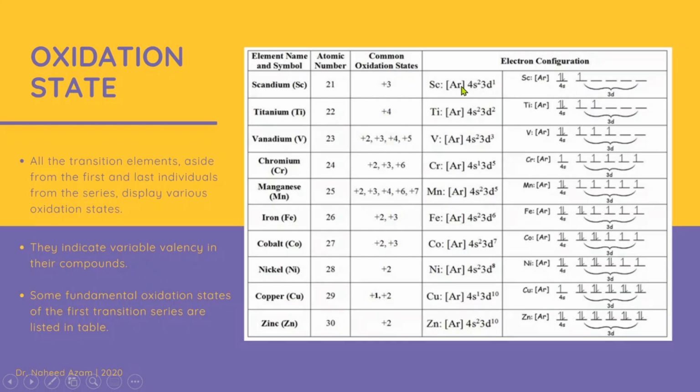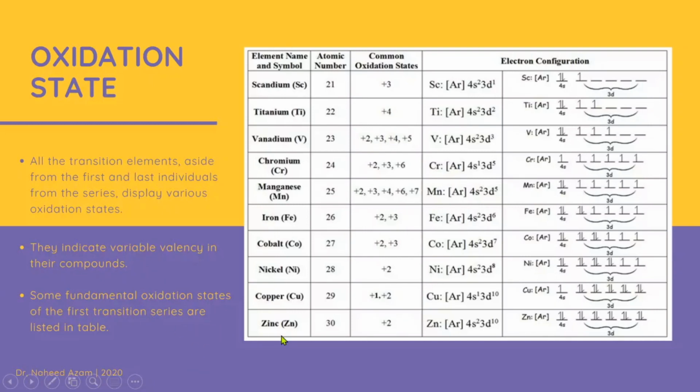Now, there are 3d1 and 4s2. So, suppose it loses 3 electrons, it becomes 3d0 4s0 and shows plus 3. Similarly, zinc shows only plus 2 oxidation state. 3d10 is complete, 4s2 is full. So therefore, it shows only plus 2 oxidation state. They indicate variable valency in their compounds.